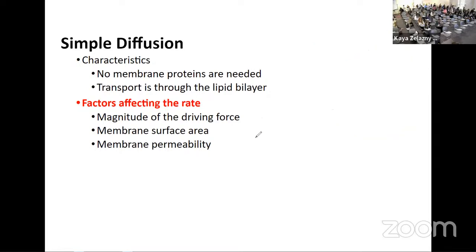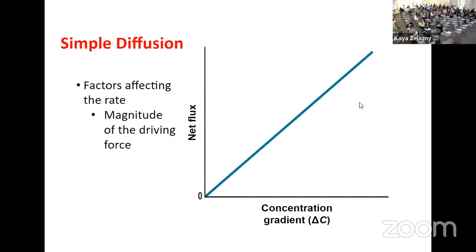Essentially, each of these factors would speed up the rate. Greater driving force, greater diffusion. More surface area, more diffusion. Greater permeability, also more diffusion. So here we can see concentration gradient going up and up and up. Right? So I see a graph, greater concentration gradient.